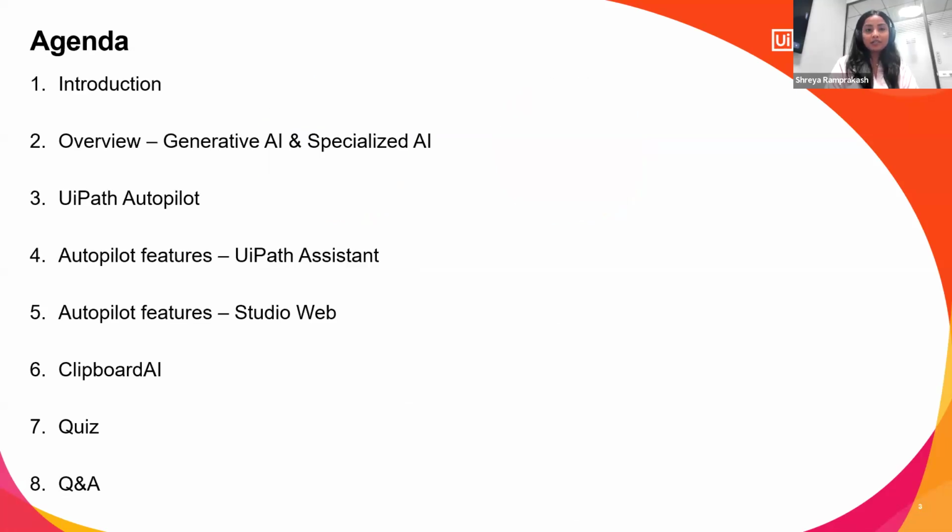A quick look at how the session will play out. We will first briefly understand what Gen AI and specialized AI are and how they play a major role at UiPath, especially considering the current tech scenario. Then we would jump right into how you can leverage Autopilot and another tool, Clipboard AI, to its fullest. We also have demos prepped for you so you can see the products in action. Towards the end of the session, we will have a very exciting quiz where the winner will receive some goodies from us, and also a dedicated Q&A section.